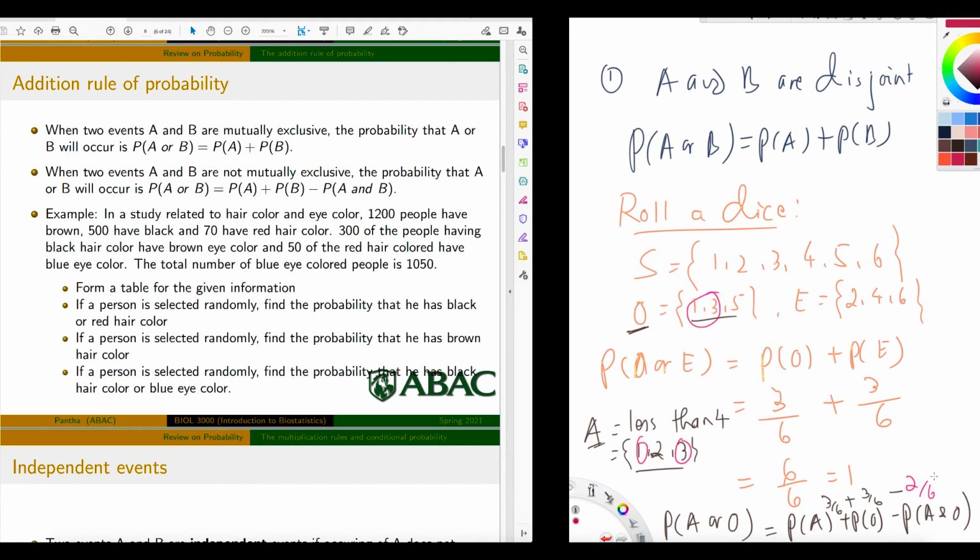So what do you get? You get 4 over 6, right? Because 3 plus 3 is 6, minus 2 over 6 will be 4 over 6. That is 2/3. Okay, that is for the joint events. You see that when two events A and B are not mutually exclusive, which is the same as joint, the probability that A or B will occur is P(A or B) = P(A) + P(B). If they were disjoint, then you just add P(A) and P(B). But if they are joint, then you need to subtract P(A and B). That's what you need to do. Okay, so we did that example.